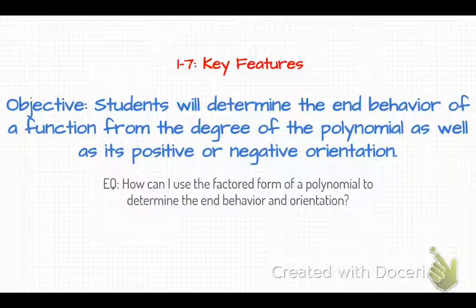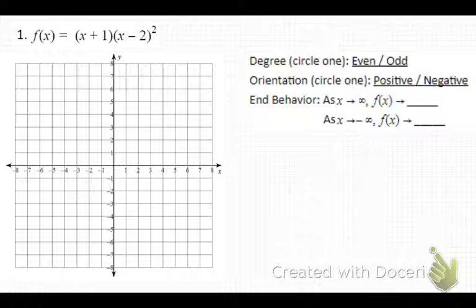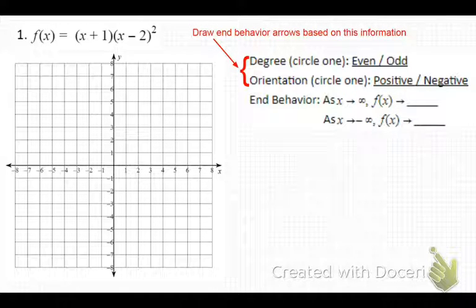Do you remember learning that last year? As x goes to infinity or negative infinity, f of x goes to, etc. So we're going to fill in those questions, and if you look on your papers, they're all there as well. Okay, so our first example, I have f of x equals x plus 1 times x minus 2 quantity squared, and we're going to talk about the degree and orientation. So given those two pieces of information, we'll always be able to draw our end behavior arrows.